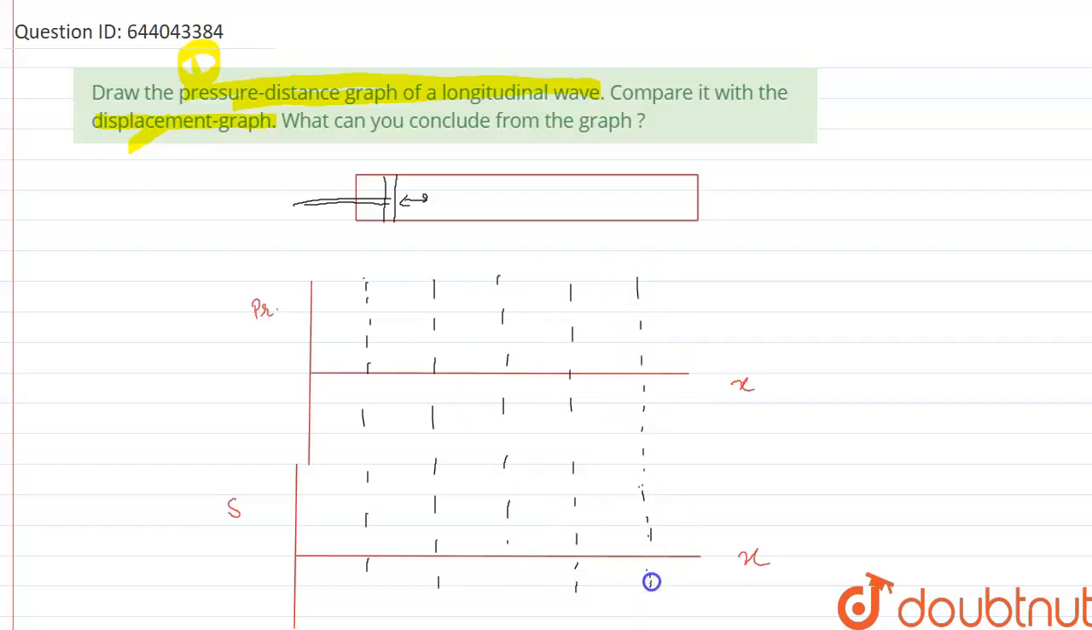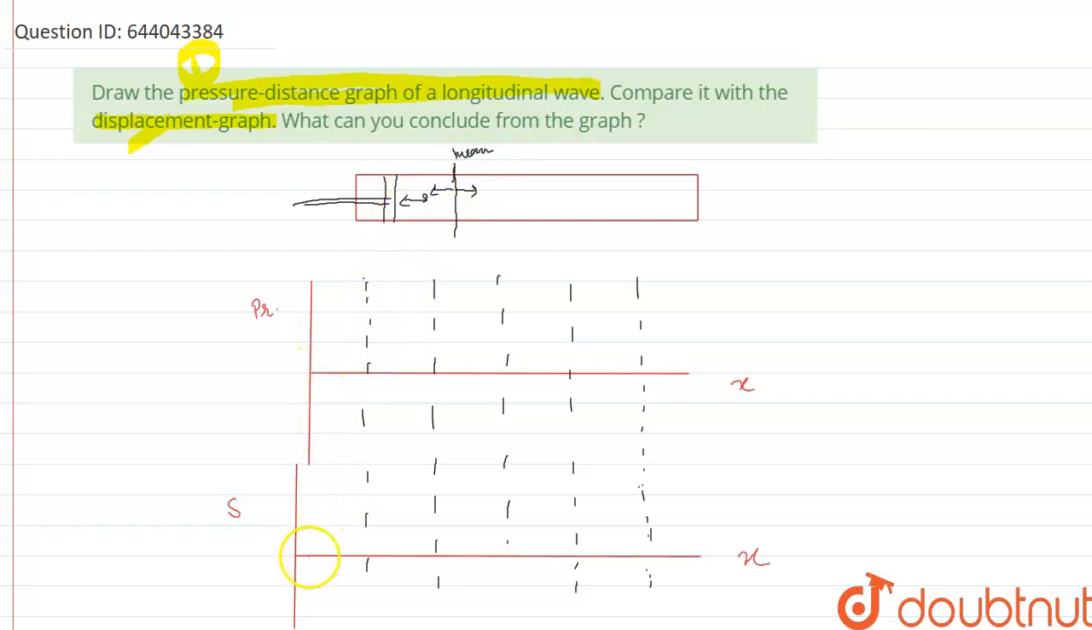So what will happen when the displacement is maximum, the pressure will be minimum, correct? And suppose this is the mean position of a particle, so the particle can move either to the left or to the right. In either case, if there is a displacement to the maximum, then the pressure will be the minimum. So we will be concluding the same thing.